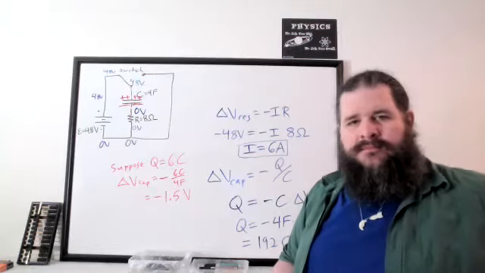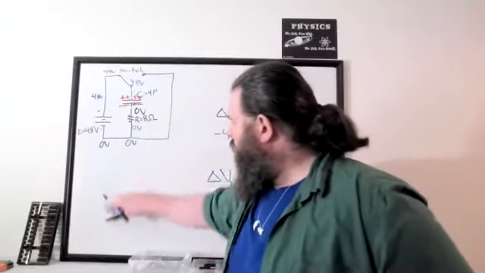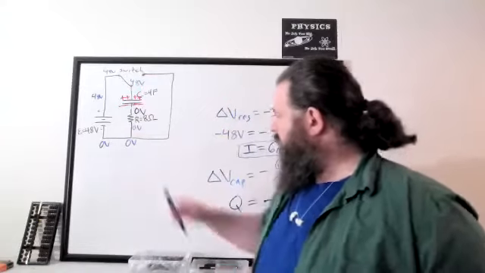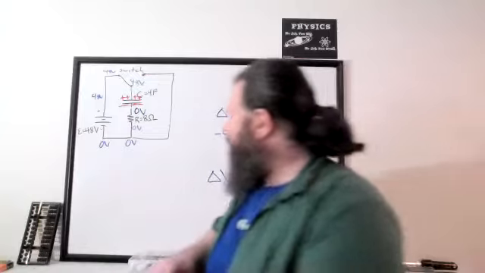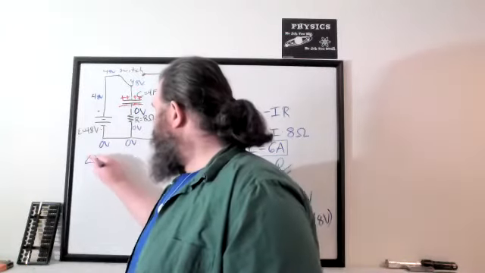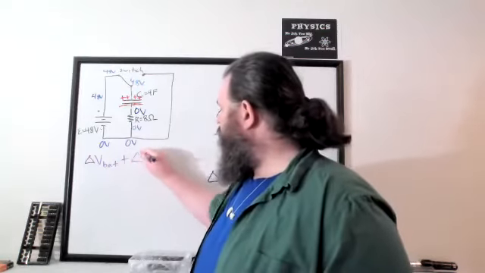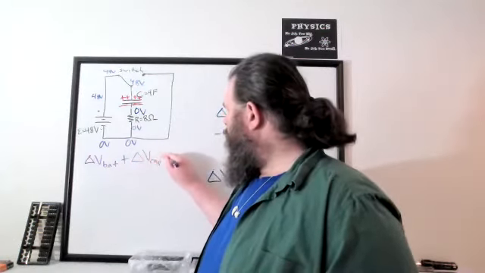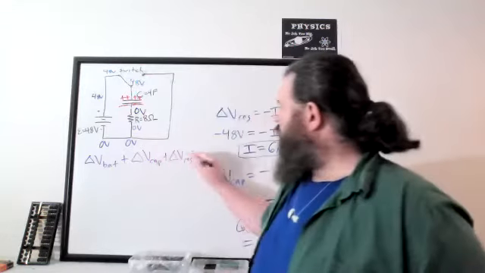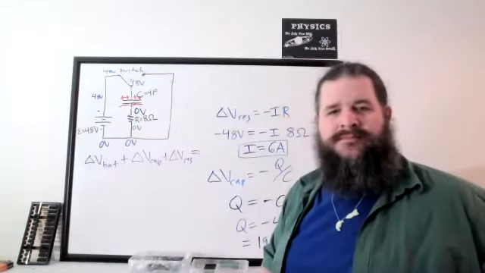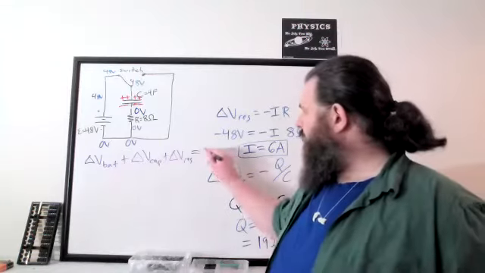Okay, thank you. You can also see this from the loop rule. If you write out the loop rule for this entire loop, we've got the voltage of the battery, a delta voltage for the capacitor, and a delta voltage for the resistor. That forms a complete loop. So what do those have to add up to? Yeah, those have to add up to 0.